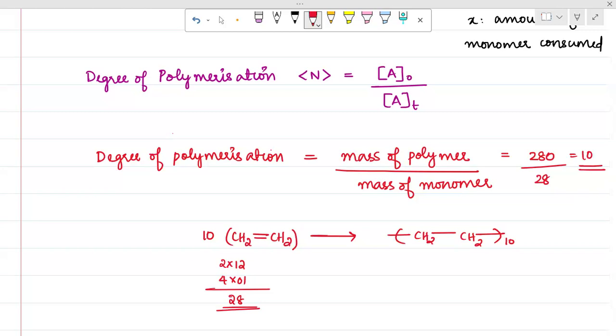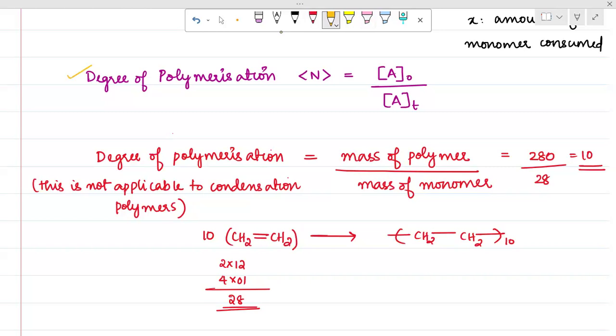But the problem is this is not applicable to condensation polymers. Why? Because in condensation polymers, it's not just the monomers merging together via free radical mechanism. No, there is a loss of water. There might be a loss of ammonia. There might be a loss of alcohol. So ideally, this can be used only for addition polymers like polyethylene. Otherwise, you will be going with this equation, that is, initial concentration of the monomer divided by final concentration of the monomer. That is degree of polymerization.